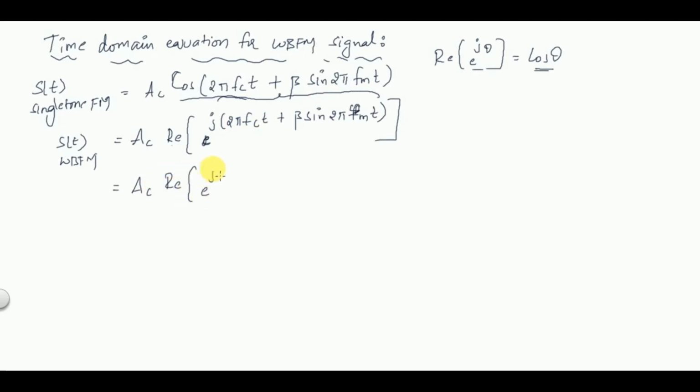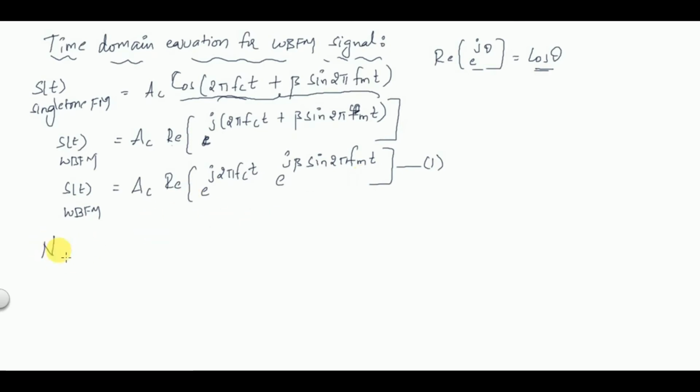So this is e power j 2 pi FCT into e power j beta sine 2 pi FM into T. So this is S of T of WB FM. Let this be equation number 1. We'll use this equation number 1 later. Just assume that it is equal to equation number 1.